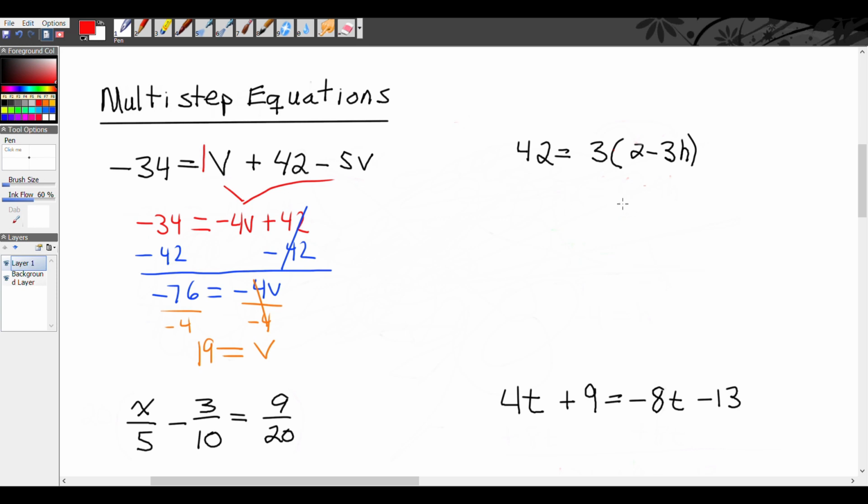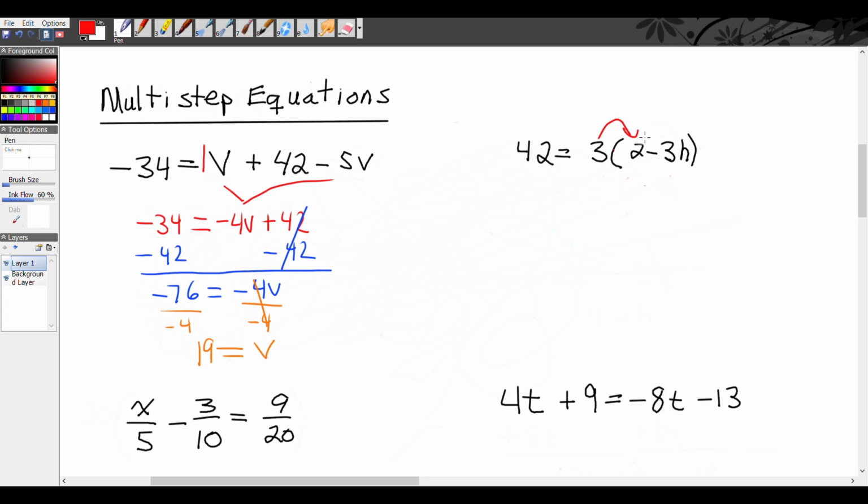All right, so let's take a look at this second equation. 42 equals 3 times 2 minus 3h. You see that we have a 3 here right next to this parentheses, and inside we have 2 minus 3h. This can be read as 3 times the difference between 2 and 3h. Whenever we have this setup, we need to distribute the multiplication of 3 to each term inside the parentheses. We call that the distributive property. So let's go ahead and start.